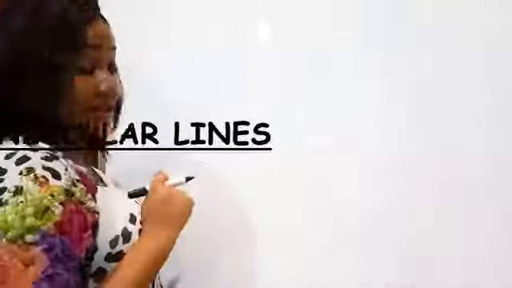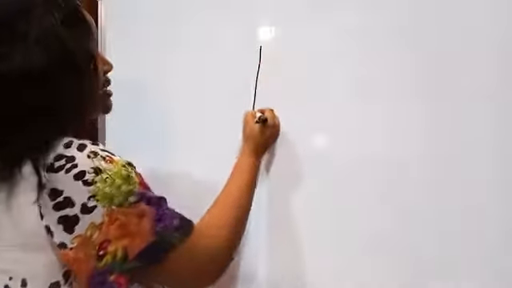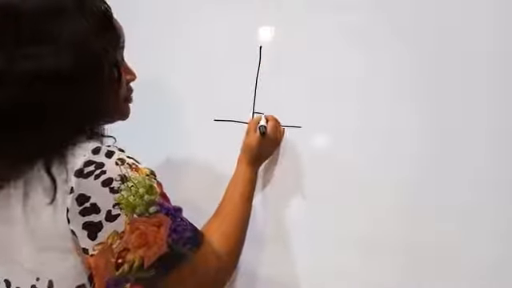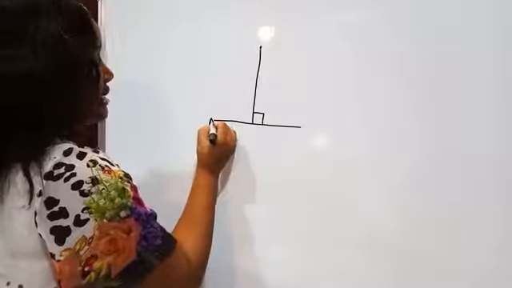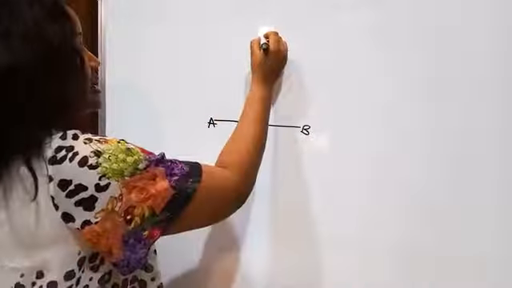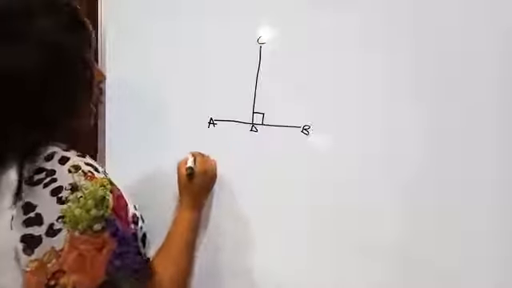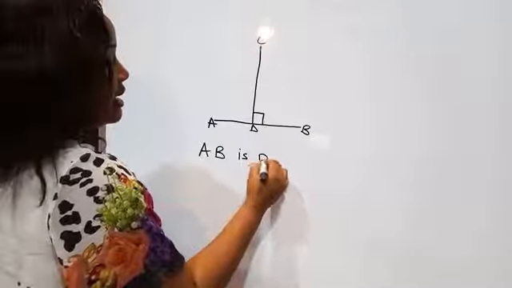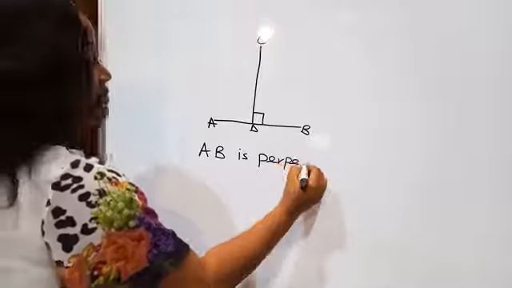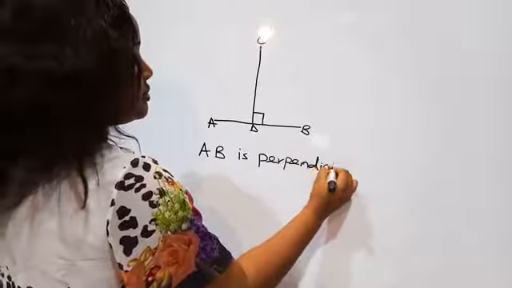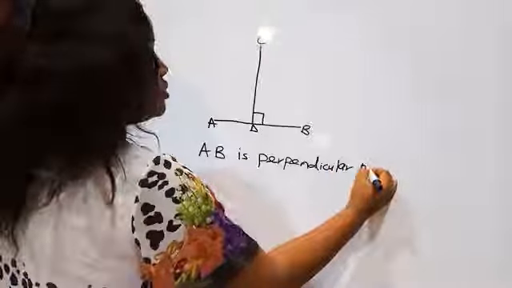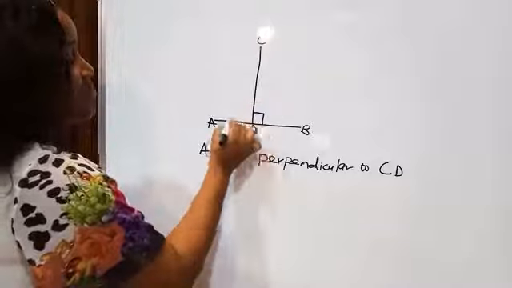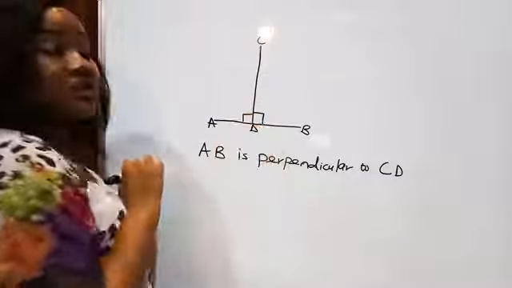Talk about perpendicular lines. Perpendicular lines are those lines that form angle 90 degrees with each other. Now it means that like this, let's say this is AB and this is CD. So line AB is perpendicular to line CD. So they form 90 degrees against each other.